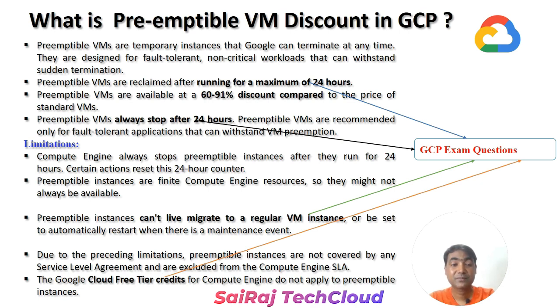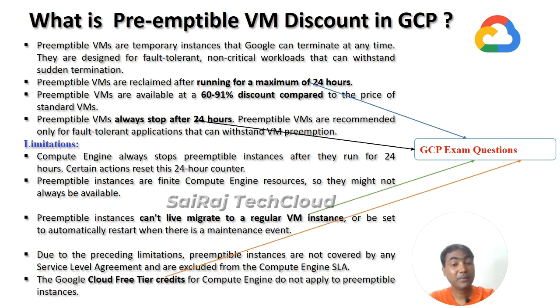Automatic termination: Google can reclaim the preemptible VMs at any time with a minimum of 60 seconds notice. Therefore, they should not be used for workloads that require uninterrupted operation. You can attach persistent disks to preemptible VMs, allowing you to store data that persists even after the VM is terminated. And the preemptible VMs can run for a maximum of 24 hours. After this period, they are automatically terminated.